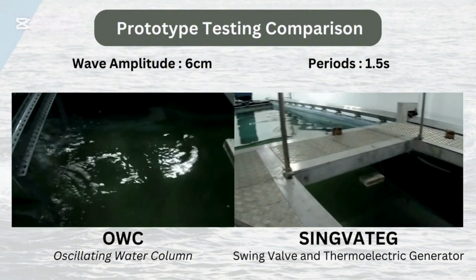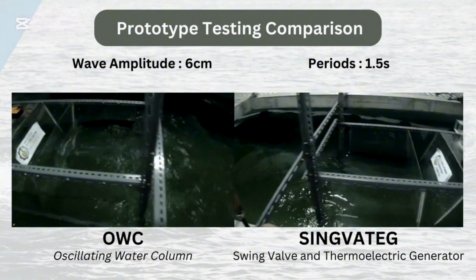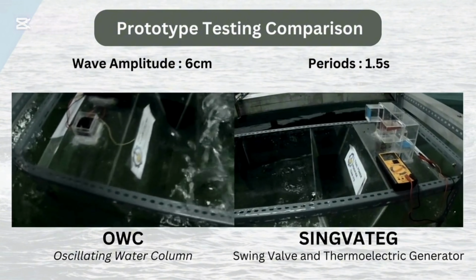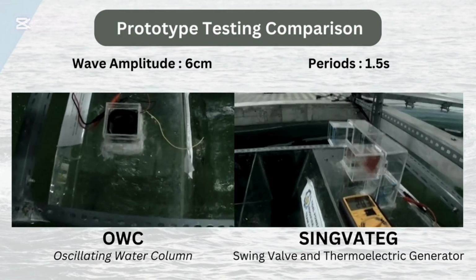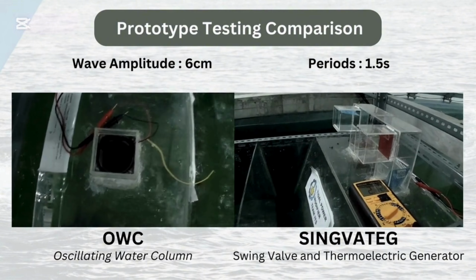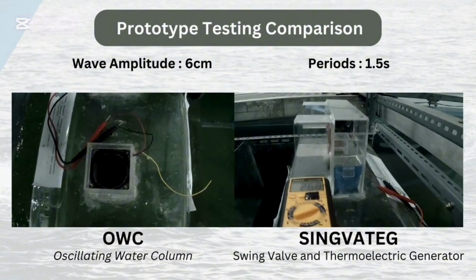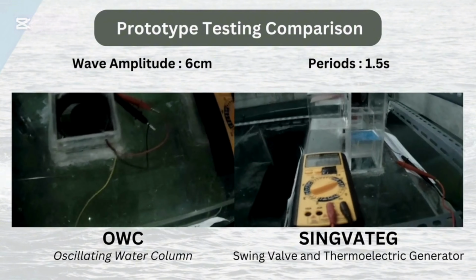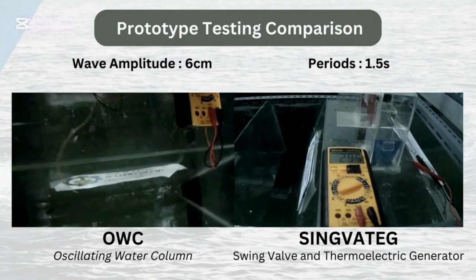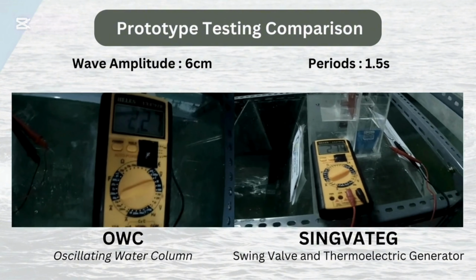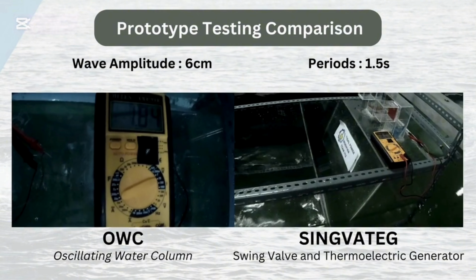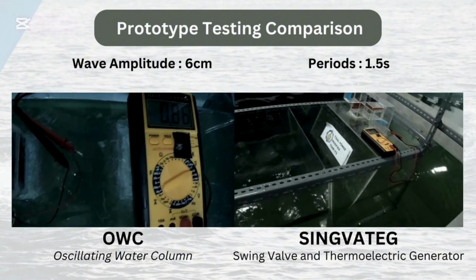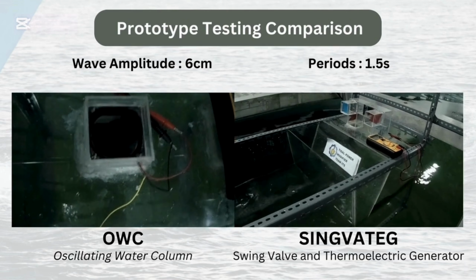Here we compare the conventional oscillating water column with our Syncvatec prototype under controlled wave conditions, 6 cm amplitude and 1.5 seconds period. The standard OWC exhibits unstable airflow, leading to inconsistent turbine output. In contrast, our system, enhanced with a swing valve and turboelectric module, delivers smooth and unidirectional airflow. The result is more stable voltage output and improved overall energy harvesting efficiency, crucial for powering the sensor, microcontroller, and also the desalination subsystem.